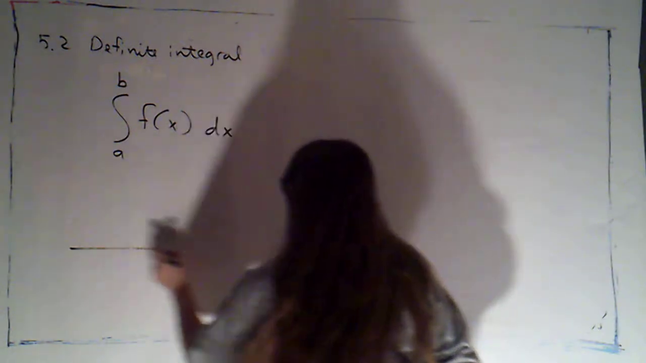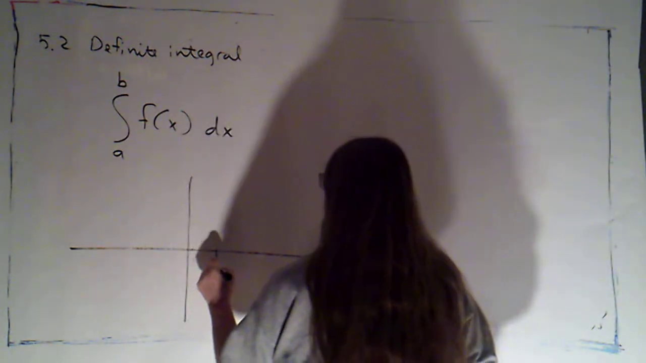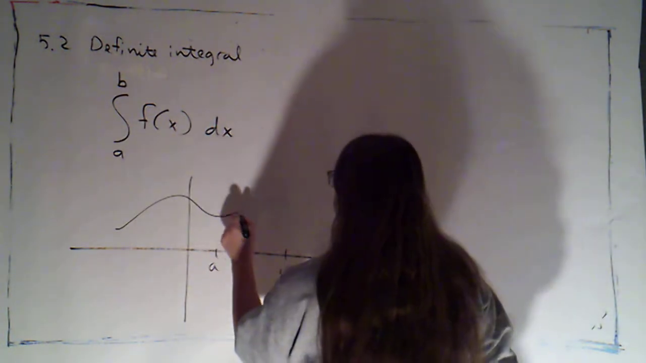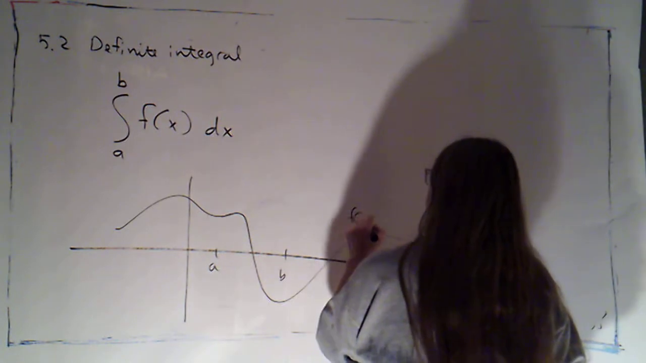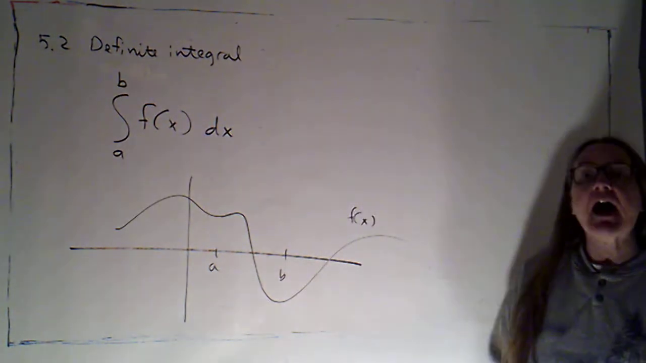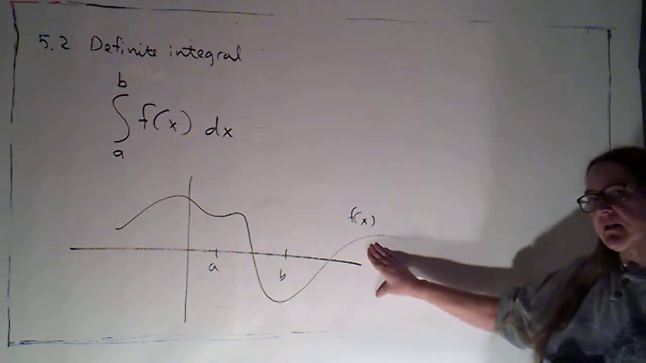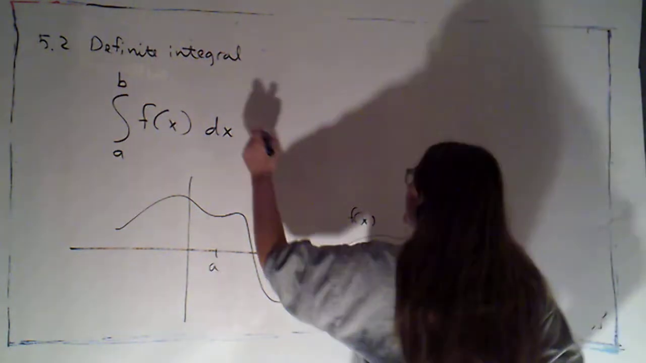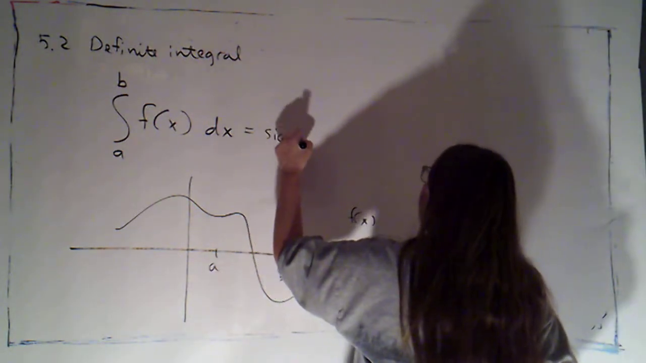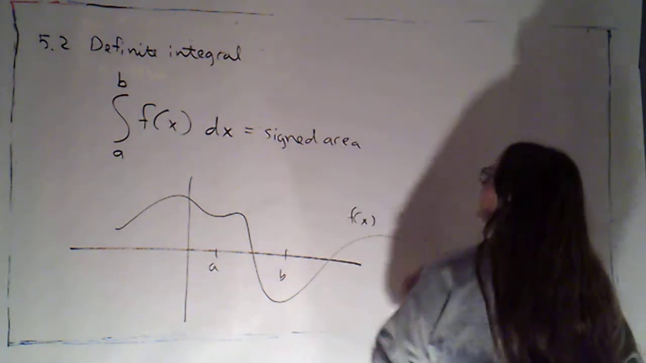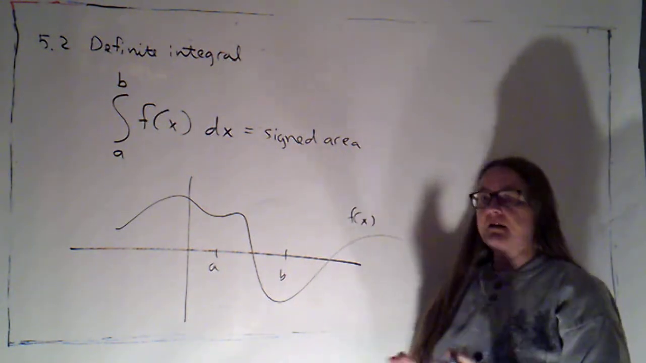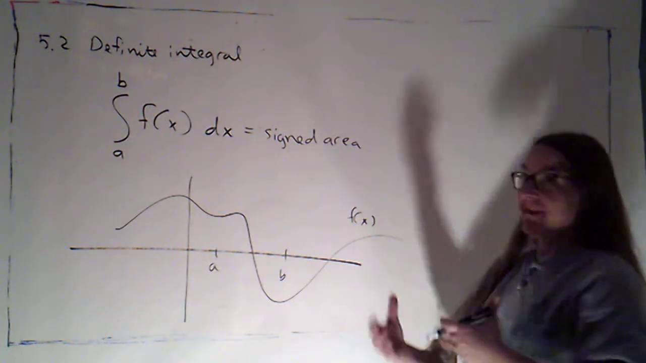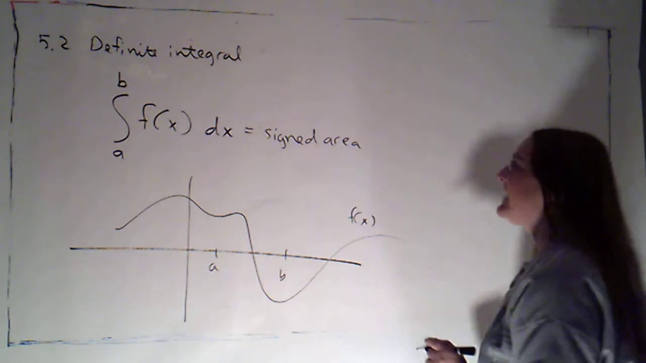So maybe here's a and here's b, and here's my function f of x. Unlike in section 5.1, I'm not going to be requiring my function to be non-negative anymore. So this is going to mean the signed area. Now, obviously area can't be negative, so signed area is different from area. Signed area is area but with a sign attached to it. So signed area can be negative.